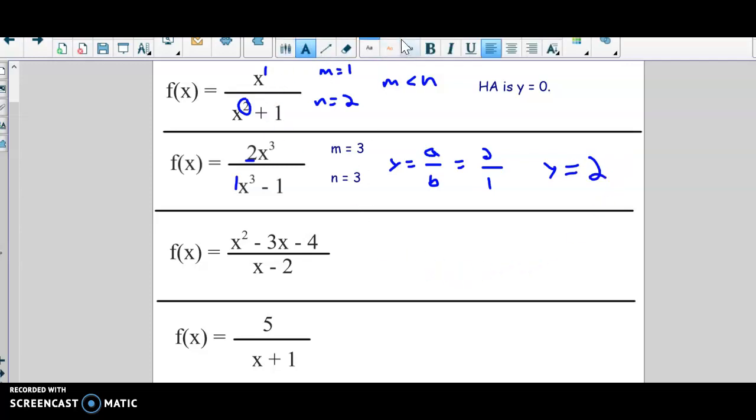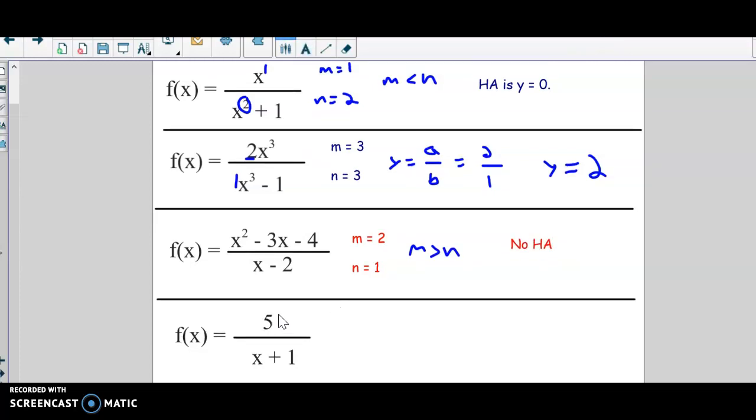Next example. M in that case is 2, N is 1. So if we do some heavy thinking here, in this case M is going to be greater than N. Going back to the chart, that means there's no horizontal asymptote. So this one has no horizontal asymptote.